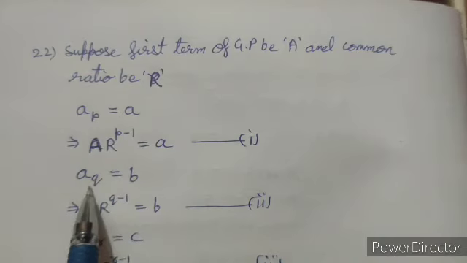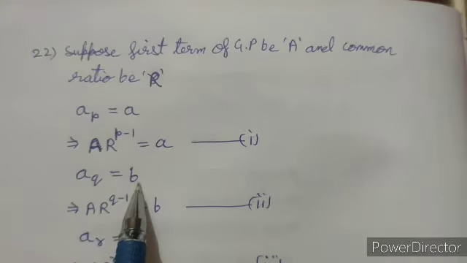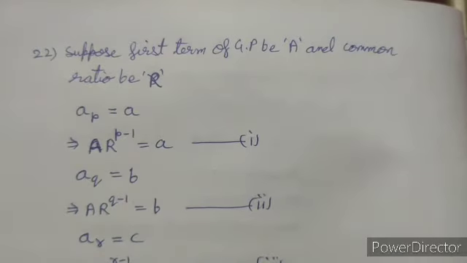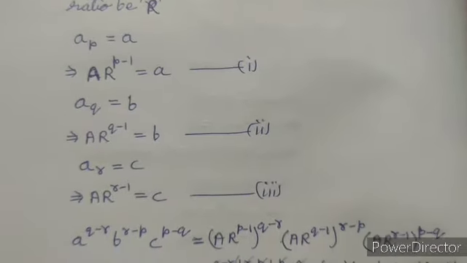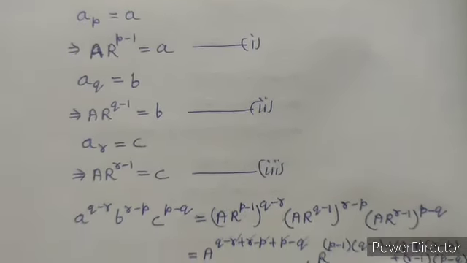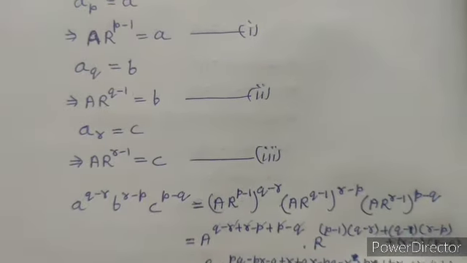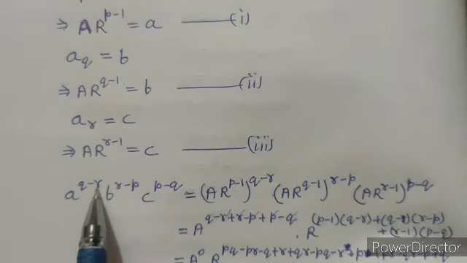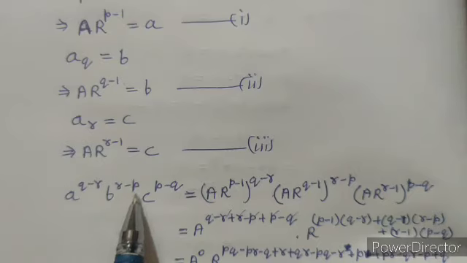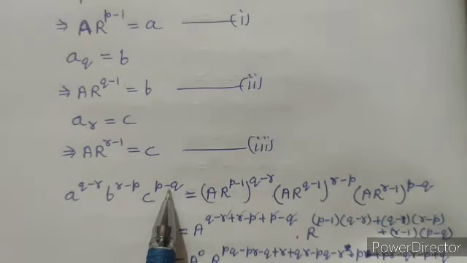Now the qth term of GP is given to us as B. So AR raised to power (Q minus 1) will be equal to B. And the rth term is given to us as C. So AR raised to power (R minus 1) will be equal to C. Now here we have to find the value of A raised to power (Q minus R), B raised to power (R minus P) and C raised to power (P minus Q).